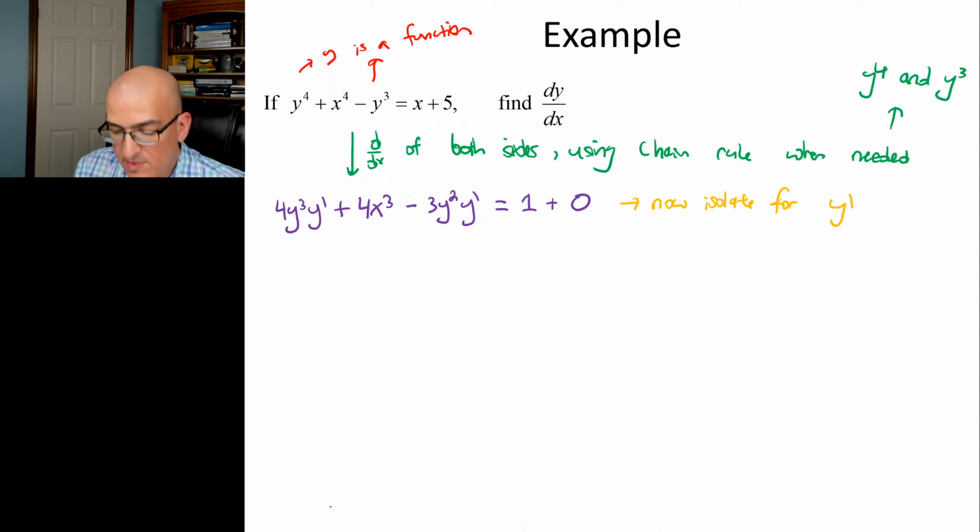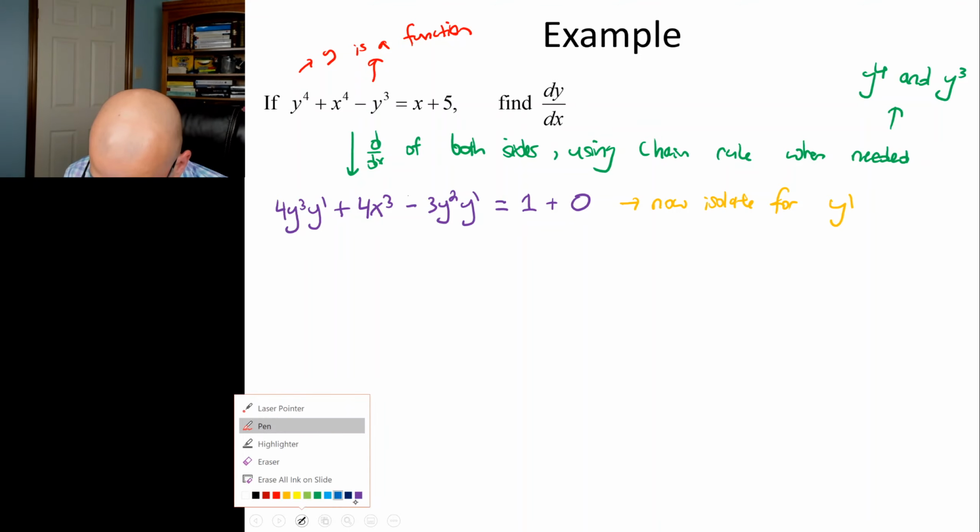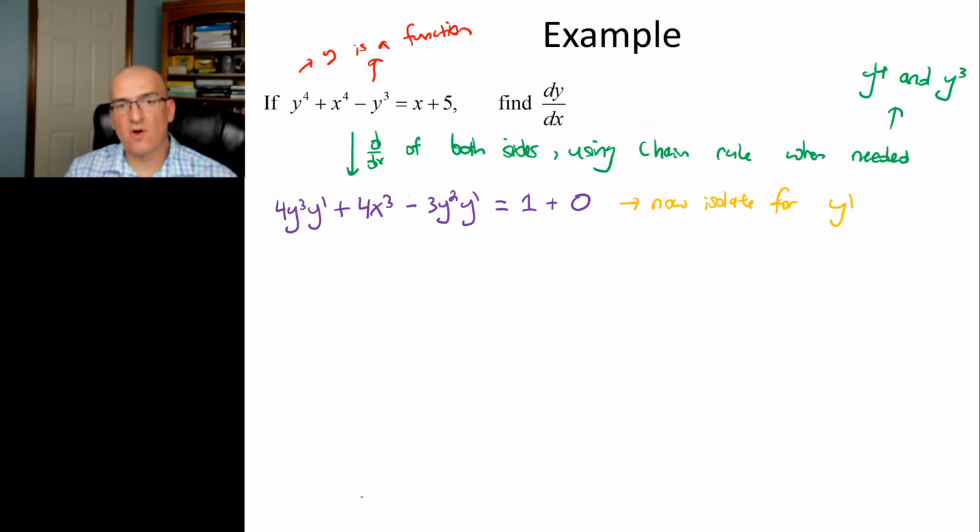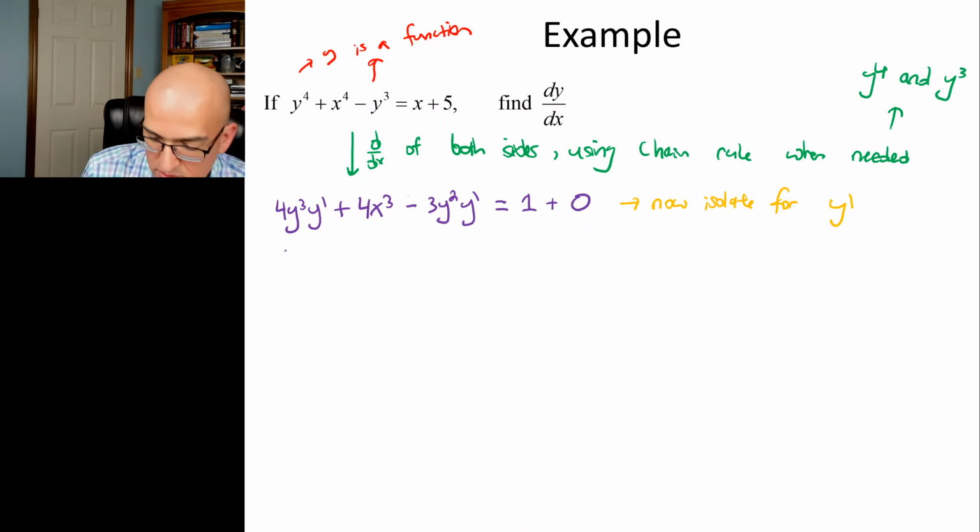What I recommend every time you do one of these is to keep all the pieces with y prime on the left-hand side and move any pieces that don't contain y prime to the right. So the 4x to the power of 3 does not contain any y prime. I'm going to move it to the right-hand side. I'm going to subtract it from both sides. The one that's already on the right-hand side, I'm going to leave there because it does not contain y prime. So we're going to have 4y to the 3, y prime, minus 3y to the 2, y prime, equal to 1 minus 4x to the power of 3.